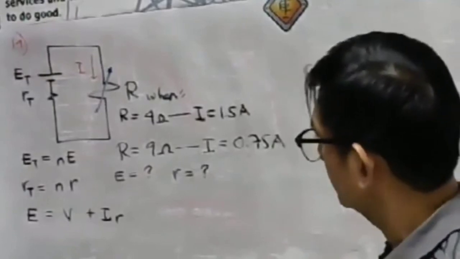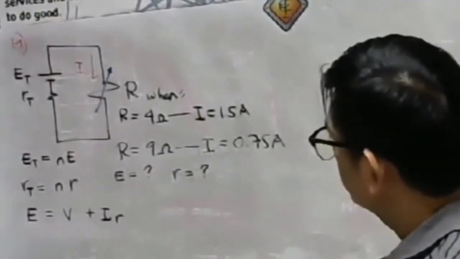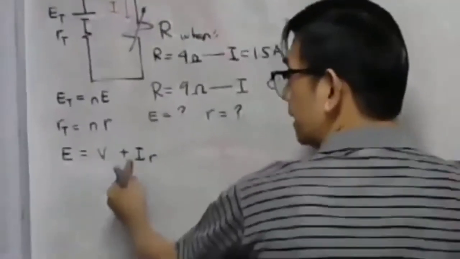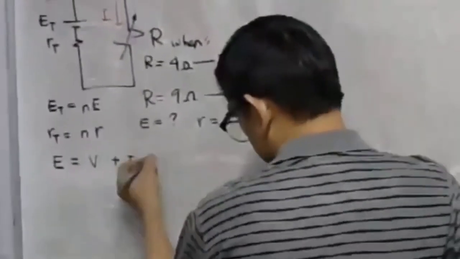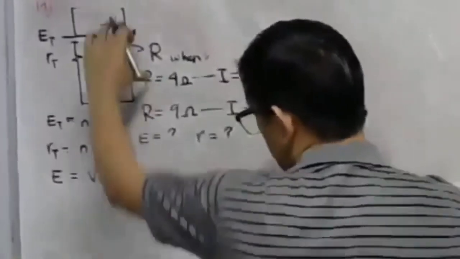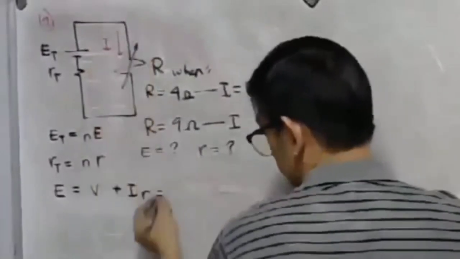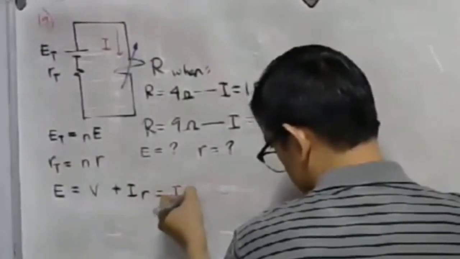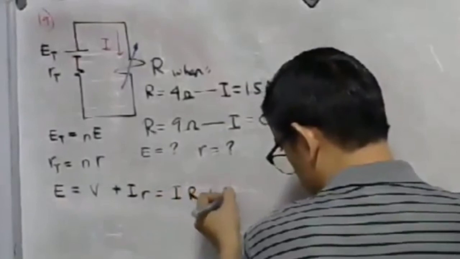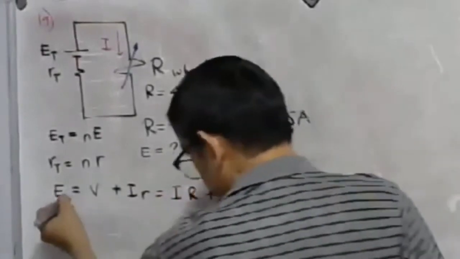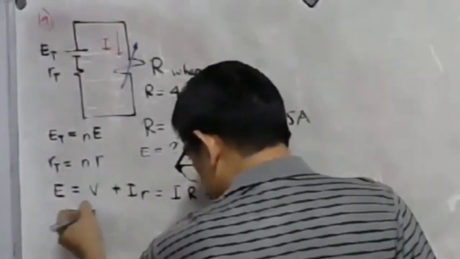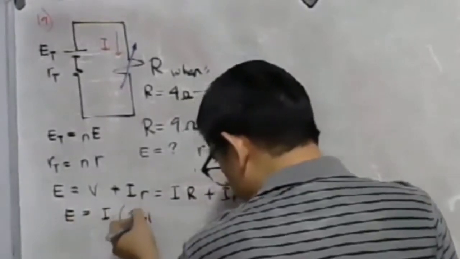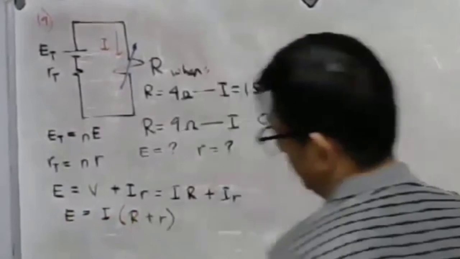Again, take a look here at our basic battery equation. E is equal to V plus Ir. What is our V, by the way? Our V is the load voltage again. That is simply I multiplied by big R plus Ir. Okay, we can factor out I. E is simply equal to I multiplied by the big R plus the small r.